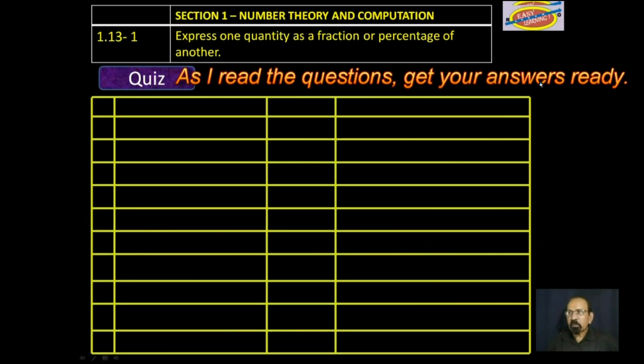We have a grid here with 10 potential questions. This first column, you will be given 2 quantities, and you have to express the first quantity as a fraction and then as a percentage of the second quantity. So in this column here, we'll put the fraction. We will not reduce it. We'll just put the fraction as is. Later on, you can reduce it if you like. And over here, we'll put the percent. We'll put both ways that it can be done.